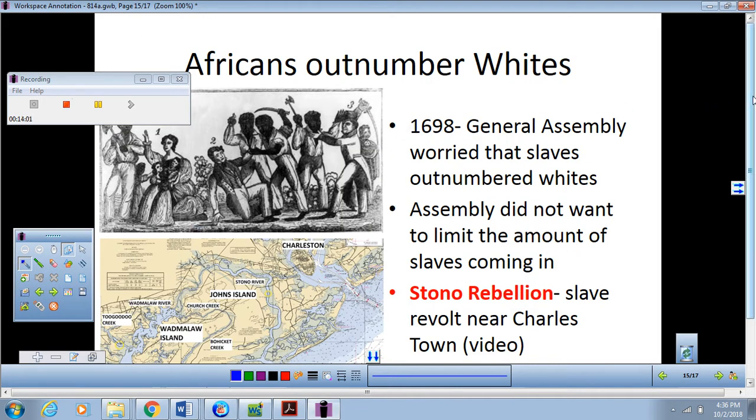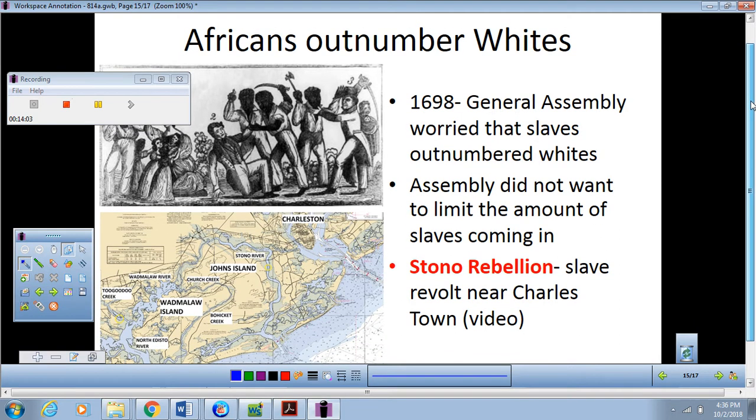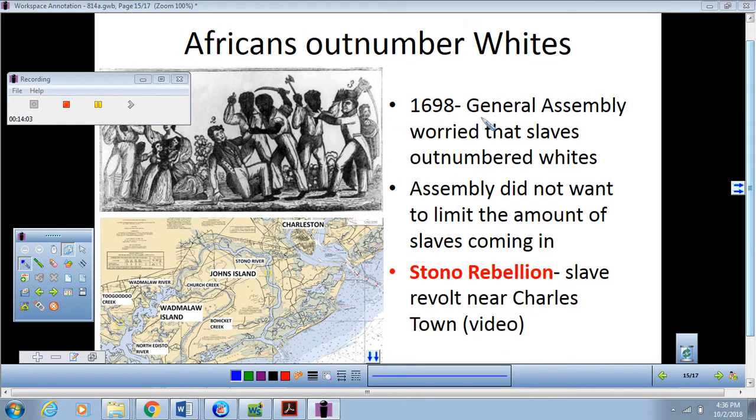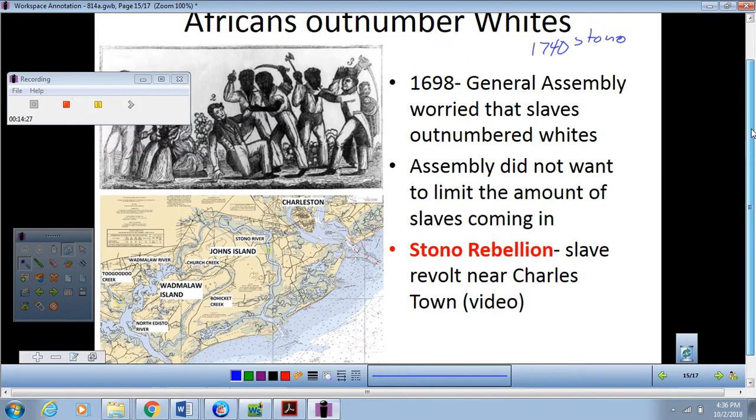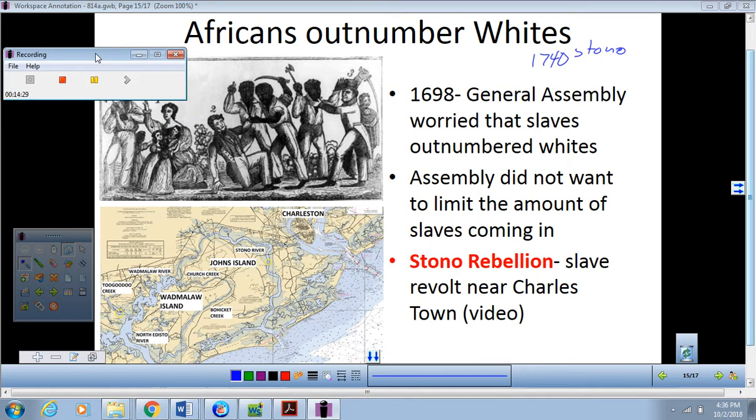So, in 1698, this racial imbalance, the Stono Rebellion was in 1740. This General Assembly was worried that slaves outnumbered whites. However, they did not want to limit the amount of slaves coming in due to their economic value. The Stono Rebellion occurs shortly after that, 40 years.